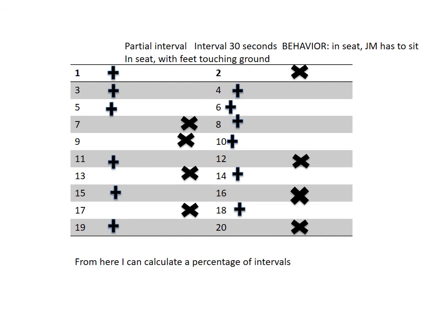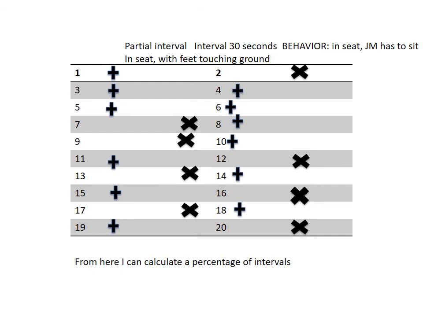So, as you can see, I put the pluses and X's. Remember, the pluses are corrects, or that means the behavior occurred sometime in that interval, and the X is just me tracking what interval I'm on. So again, in partial interval recording, all the person has to do is engage in the behavior at any time during the interval, and it's marked as occurring.